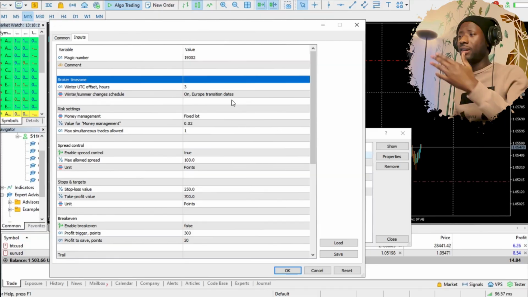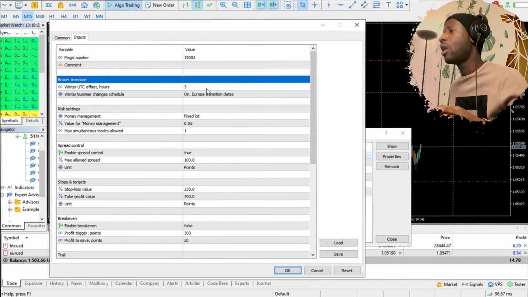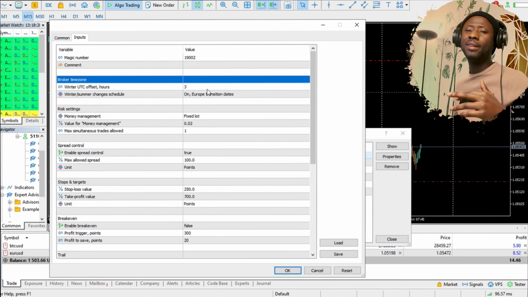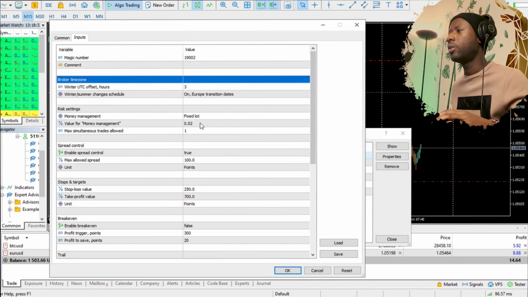Sometimes this one too is okay, all right? Sometimes the person who sells you the robot can say that, oh, it automatically syncs with the broker's timing. Fair enough, all right? In that case, leave it. As a matter of fact, in that case, it saves you a lot of time. You don't always have to come and change the parameter when the season changes, okay?